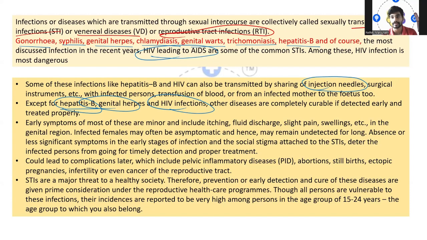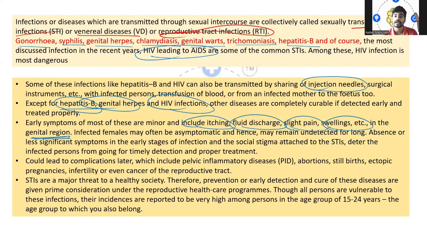And what are the early symptoms by which we can know that a person is not okay, that he's having some health issues? You can even guess that he might have HIV or sexually transmitted infections. How? Some of the early symptoms are minor, and include itching, fluid discharge, slight pain, swellings, etc. Where? In the genital region. And infected females may often be asymptomatic, and hence may remain undetected for a longer period of time.